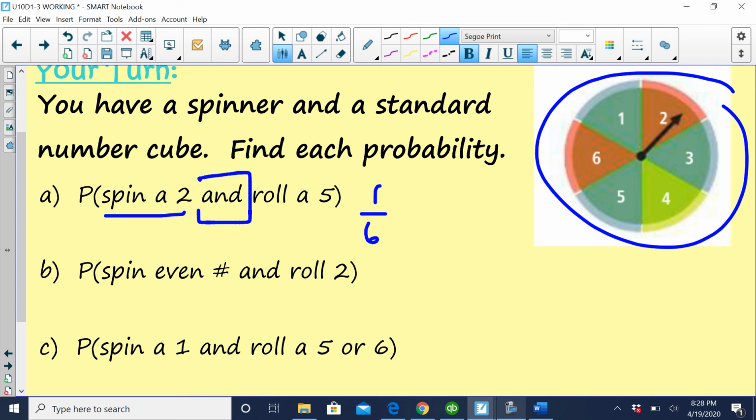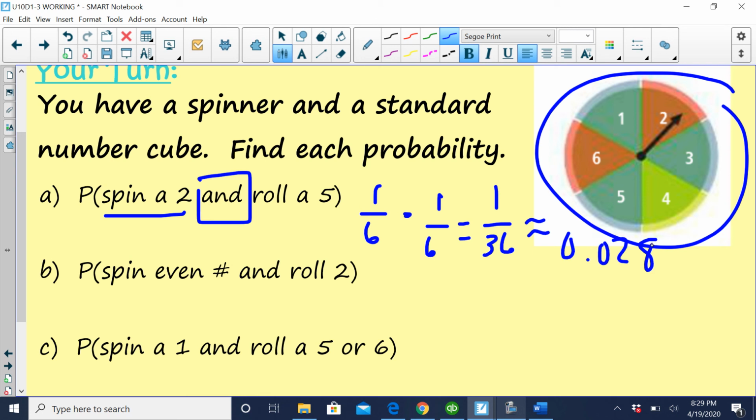This says and. What does and mean? Do I multiply or do I add? I need to multiply. I roll a 5. How many 5s are on my standard number cube? Well, there's 1 out of 6, okay? Remember, when I multiply, I go straight across, so 1 times 1 gives me 1. 6 times 6 gives me 36, and a probability for 1 out of 36 is going to give me 0.028, okay?